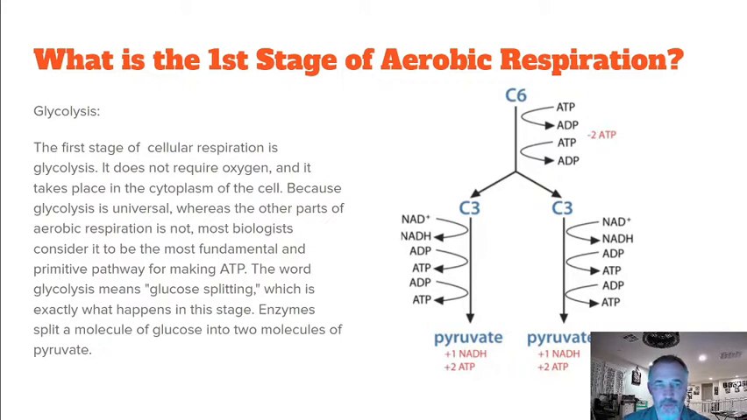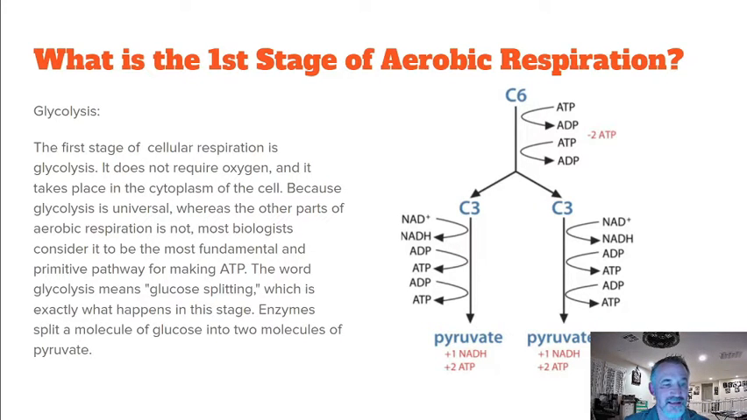What is the first stage of aerobic respiration? The first stage is called glycolysis, and this is where we use a little bit of energy to get this whole thing started. The first stage of cellular respiration is glycolysis. It does not require oxygen. It takes place in the cytoplasm of the cell outside the mitochondria. Because glycolysis is universal, whereas other parts of aerobic respiration are not, most biologists consider it the most fundamental and primitive pathway for making energy. It's probably what evolved first.